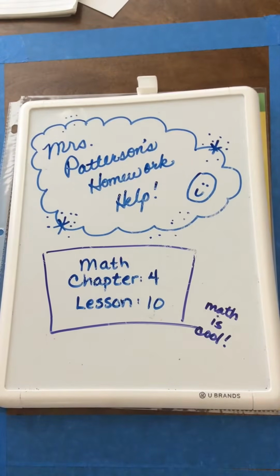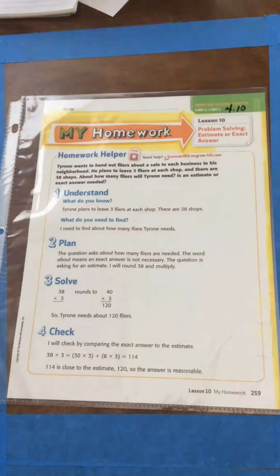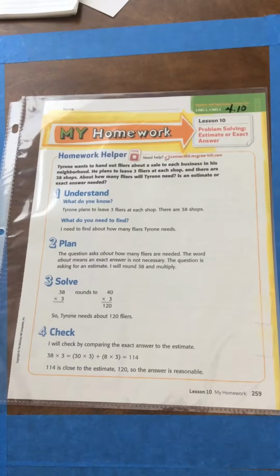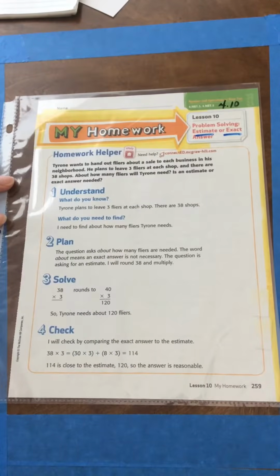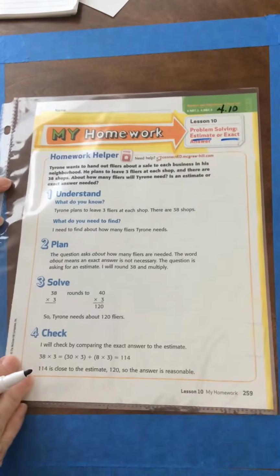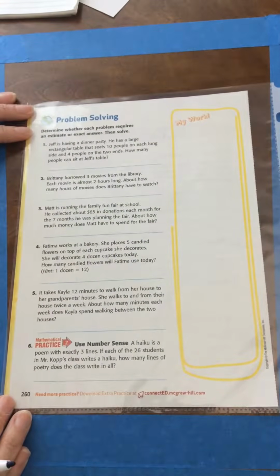We are on Chapter 4, Lesson 10 for Math. Okay, we are working on multiplication still, but now we're going to focus on whether or not we need to have an estimate or an exact answer. That's up here in our objectives for the lesson. That's pages 259 and 260.